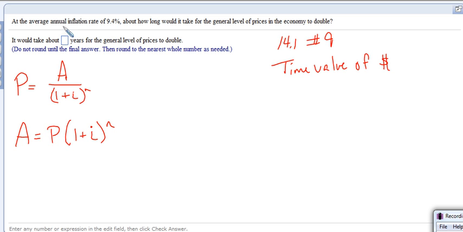So our average annual inflation rate is 9.4, and basically it's asking how long it will take for the general level of prices in the economy to double. It would take about blank years for the level of prices to double. So let's take a look at some values here.